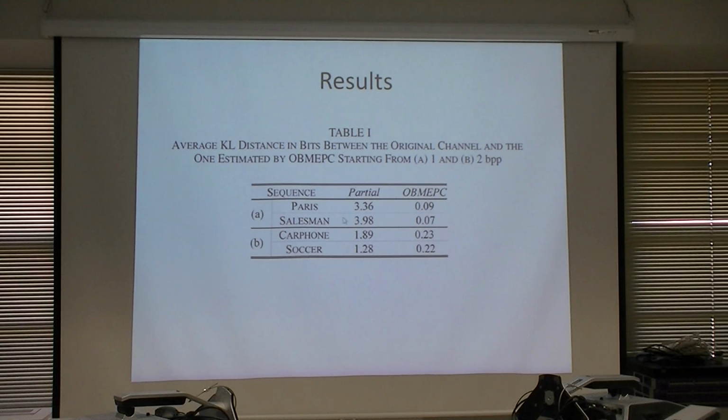For this column, it calculates the KL distance between the partial knowledge and the actual channel estimation. The partial channel estimation only contains the most significant bit 1. So for part A, B is equal to 1, which means it only keeps the first significant bit. And for part B, it only contains the first two most significant bits.